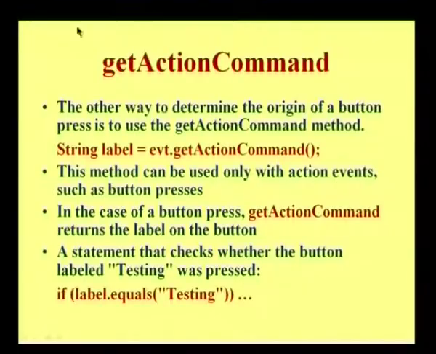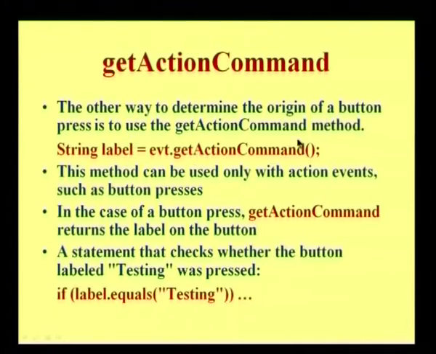So, for that I can use this get source method and know which source has generated the event, and based on the source I can write the handler. Next is get action command. Instead of using the source, I can even use the get action command. The other way to determine the origin of a button press is to use the get action command method.